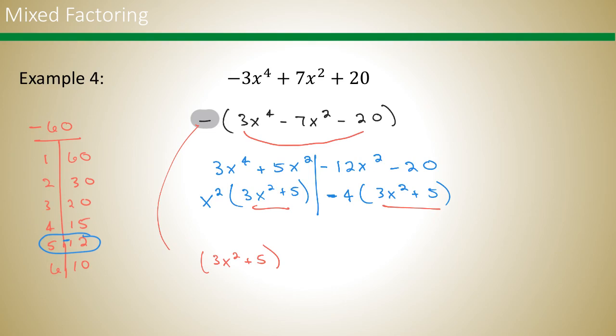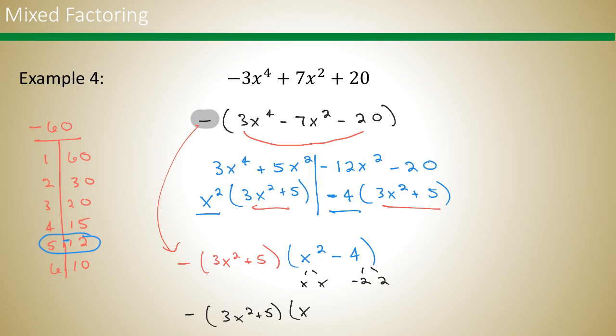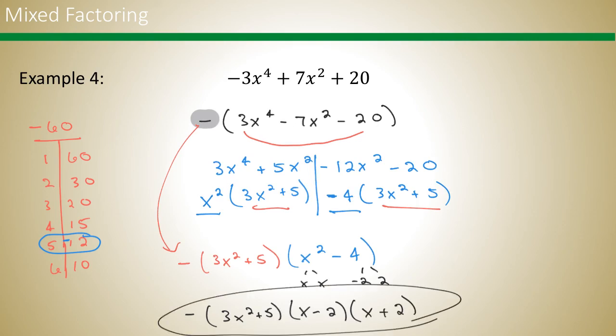Okay, bring down this negative from before, and then x squared minus 4 will come down. And then x squared minus 4 is actually a difference of squares. So that's going to break apart as this. So we end up with negative 3x squared plus 5 times x minus 2 and x plus 2. And that's completely factored.